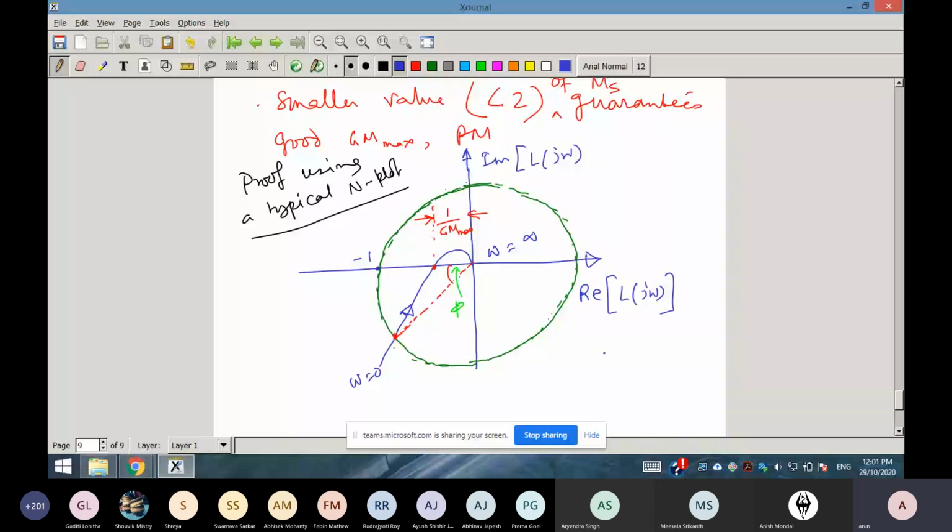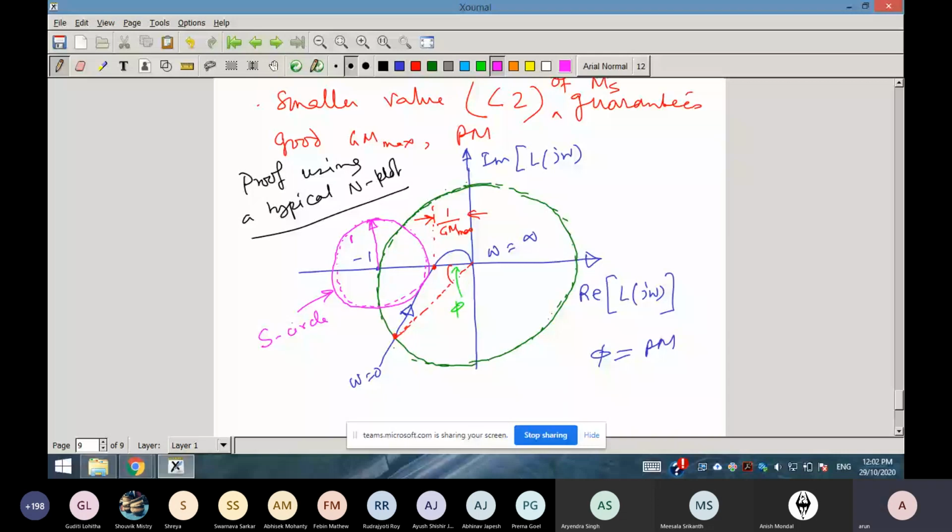Okay. So now I will draw that unit circle, sensitivity circle. Sensitivity circle, if you draw, it will be like this. So this is your sensitivity circle, S circle, and this radius is what? This radius is your MS inverse.